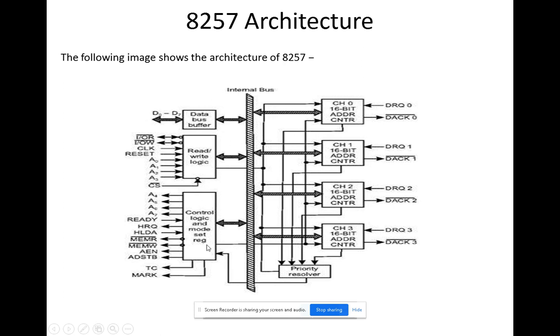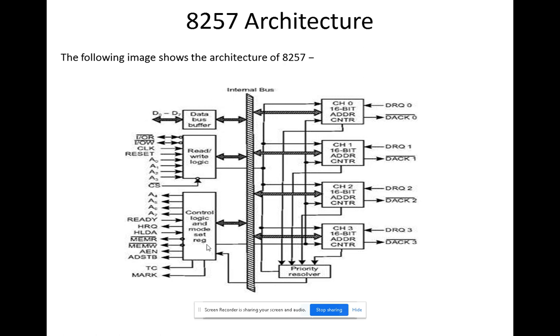So the control logic and mode set register will control all the blocks in the architecture by providing signals such as your hold request. The hold acknowledgement is given by HLDA. Then memory read, memory write, they are all controlling signals. AEN is address enable. ADSTB is address strobe. Through the strobe, you will provide the address. The ready signal will indicate that your device is ready, indicated from the microprocessor to the DMA controller.